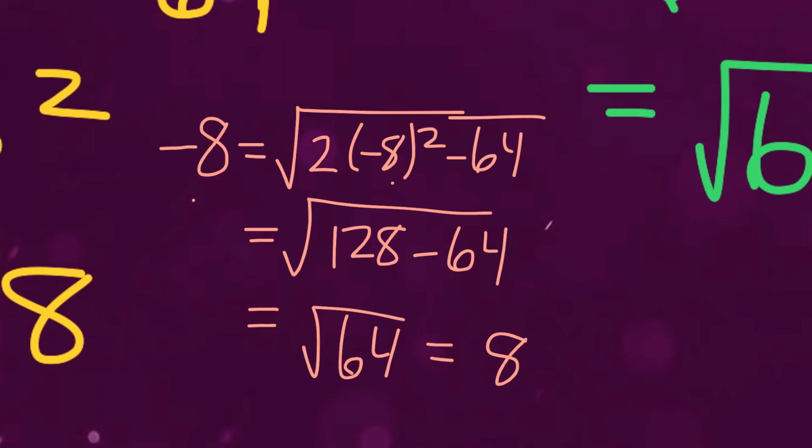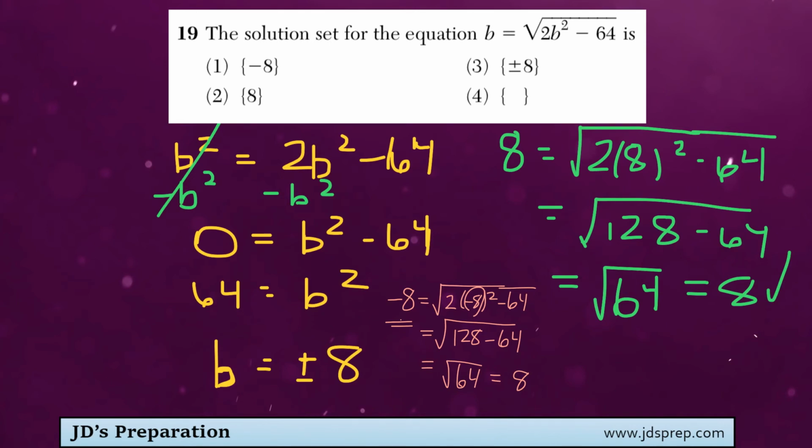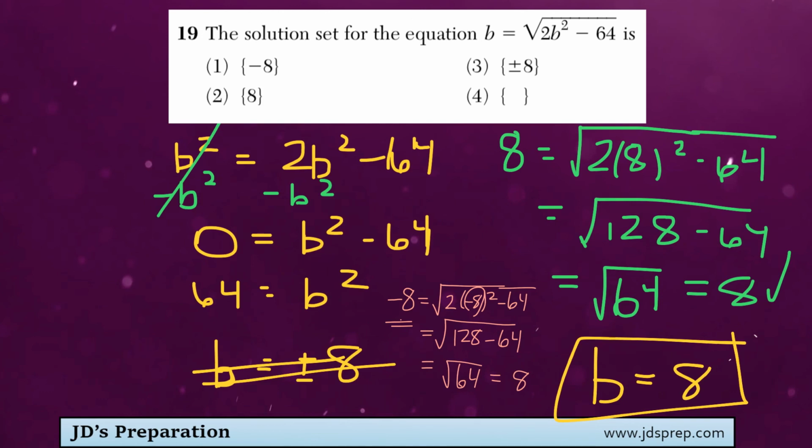But since we were hoping for negative 8, that shows that our solution of negative 8 is actually an extraneous solution. So that means our actual answer is that b is only equal to positive 8. So that matches option number 2.